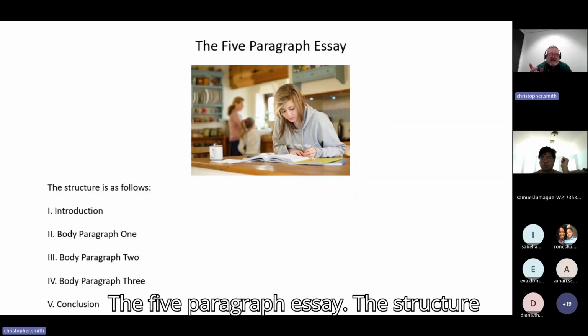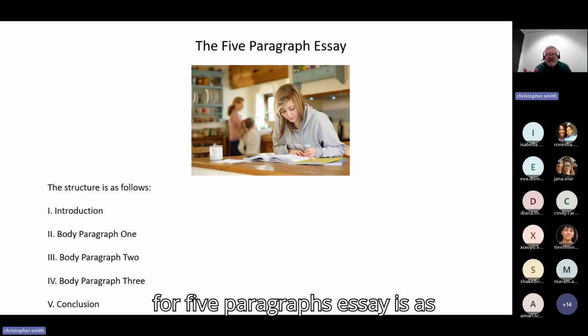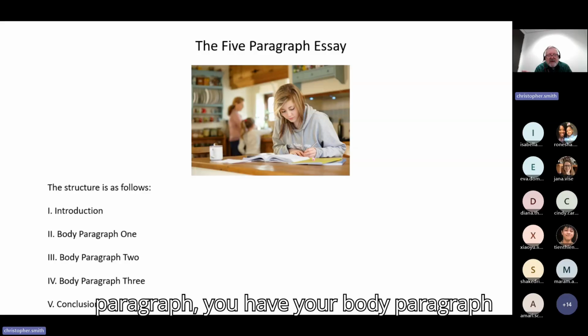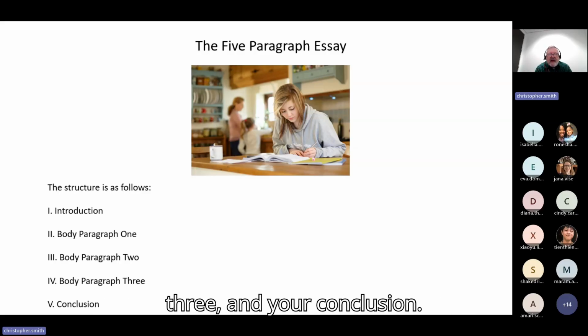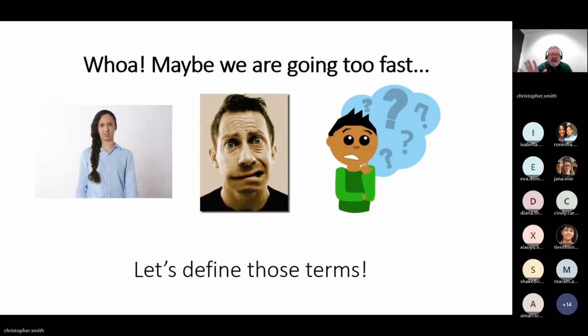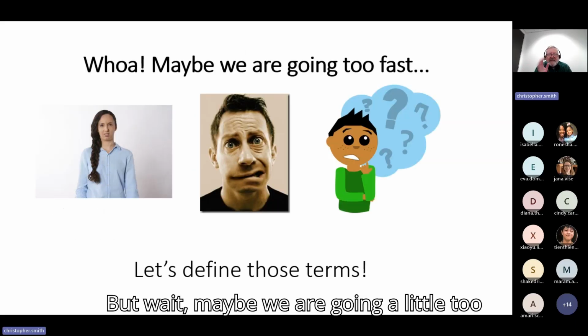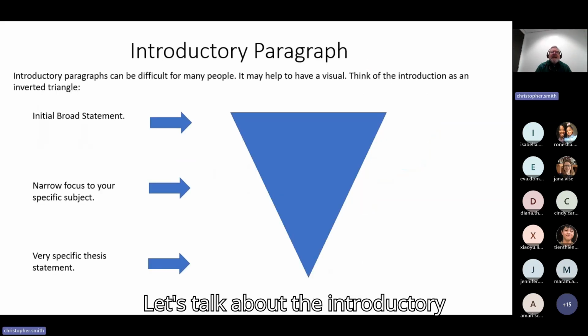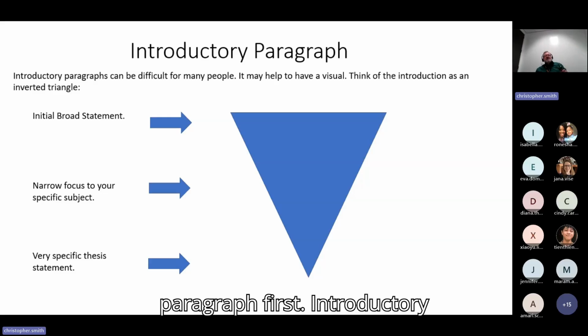The 5-paragraph essay. The structure for a 5-paragraph essay is as follows. You have your introductory paragraph, you have your body paragraph 1, body paragraph 2, body paragraph 3, and your conclusion. But wait, maybe we are going a little too fast here. Let's define those terms. Let's talk about the introductory paragraph first.